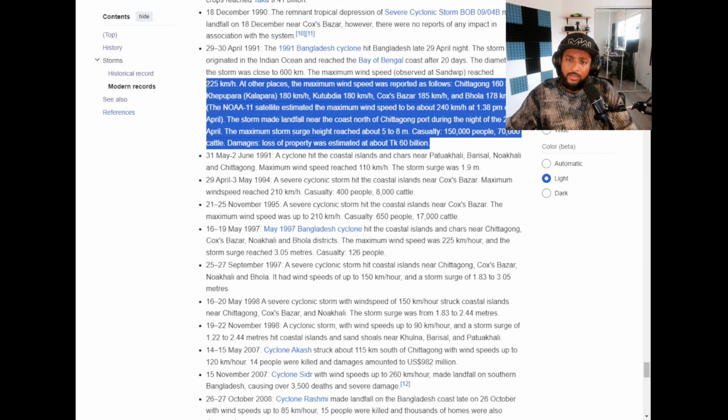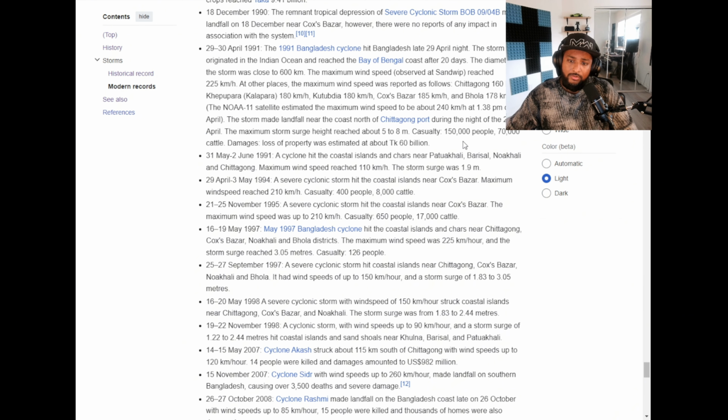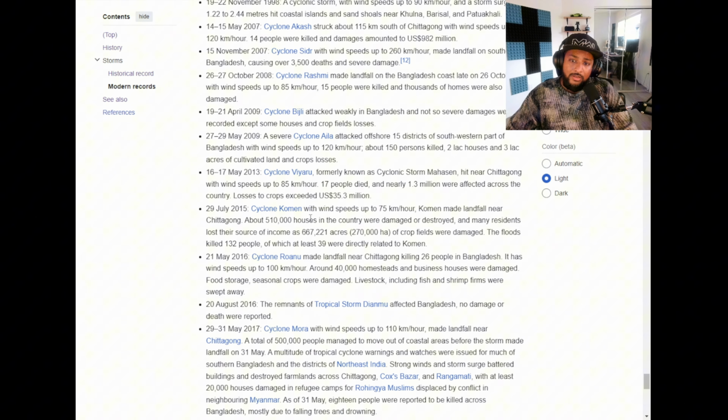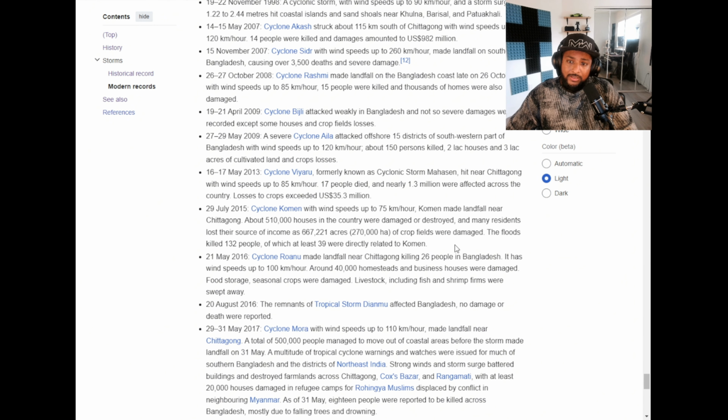Suppose this one is 1991. We had almost 150,000 people die due to hurricane. In recent years, the numbers are not good. If we look at this one, on July 29, 2015, Hurricane Komen, about 510,000 houses got destroyed.